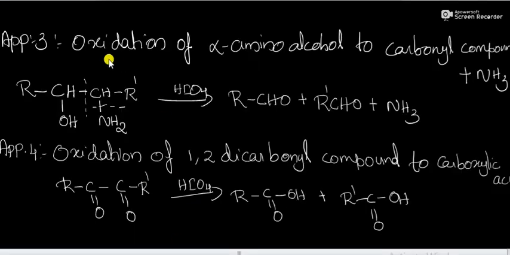Another application is oxidation of alpha amino alcohol to carbonyl compound and ammonia. This is our alpha amino alcohol. When it is treated with HIO4, it will convert into RCHO plus RCHO plus NH3. Another application is oxidation of 1,2-dicarbonyl compounds into carboxylic acid. When this 1,2-dicarbonyl compound is treated with HIO4, it will convert into 2 moles of carboxylic acids.